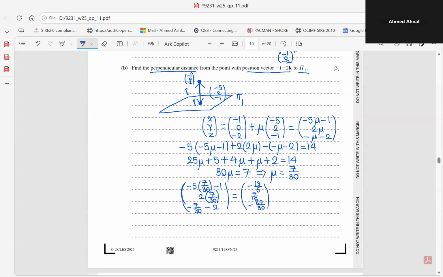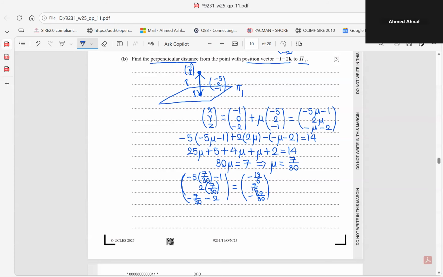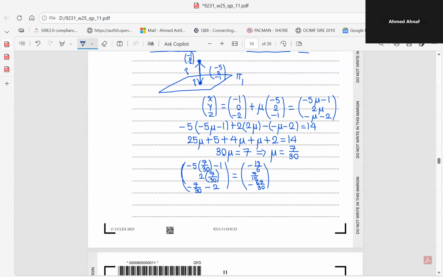All right, now we need to find the distance between these 2 points. So we need to find the vector between these 2 points. Okay.